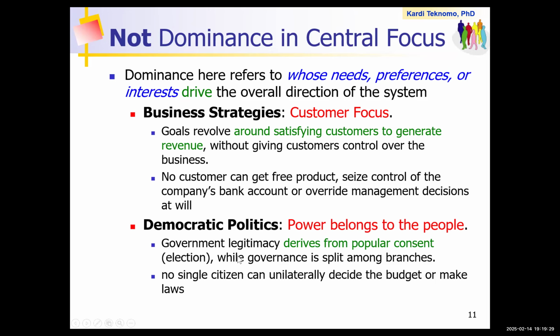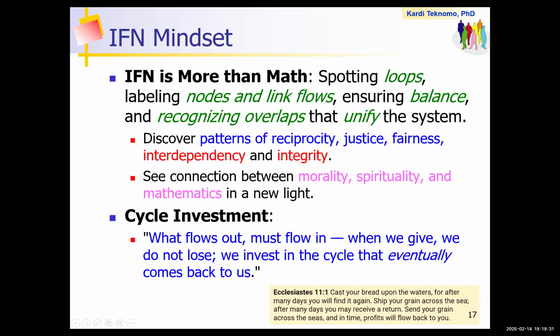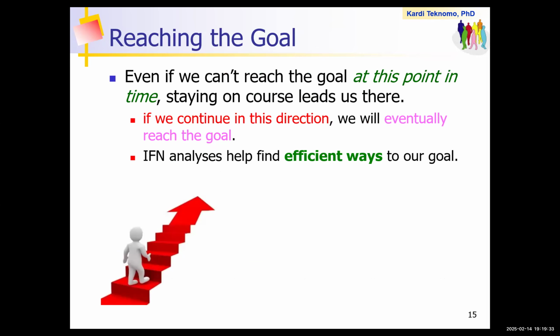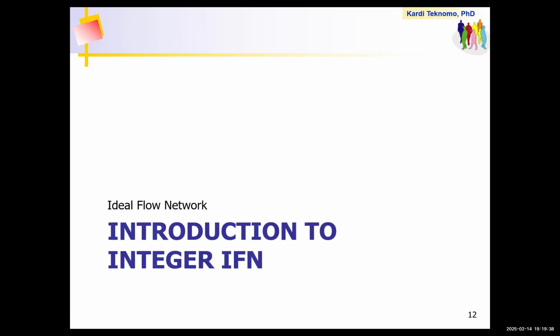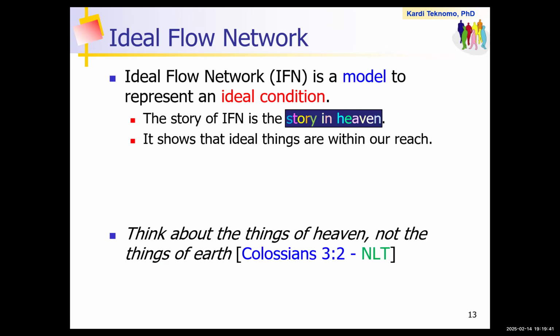The next few slides I will just remove, but we will come back again later on. First, what is IFN in this case? IFN is a model that represents ideal condition. So the story of IFN is the story in heaven. That means certain things are ideal, and you can think of the ideal things as within our reach because we have the tool.